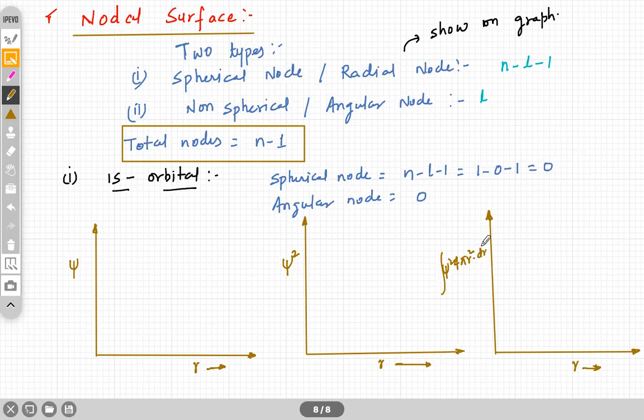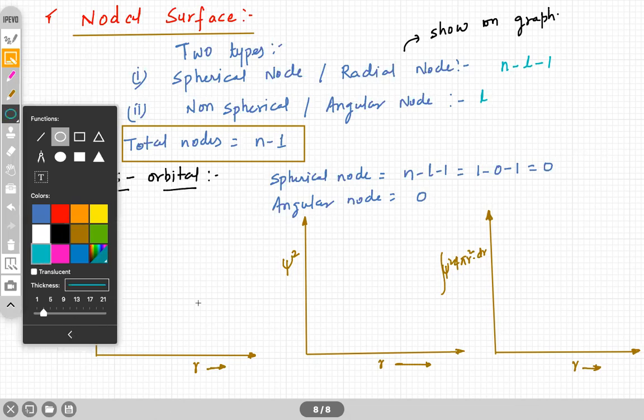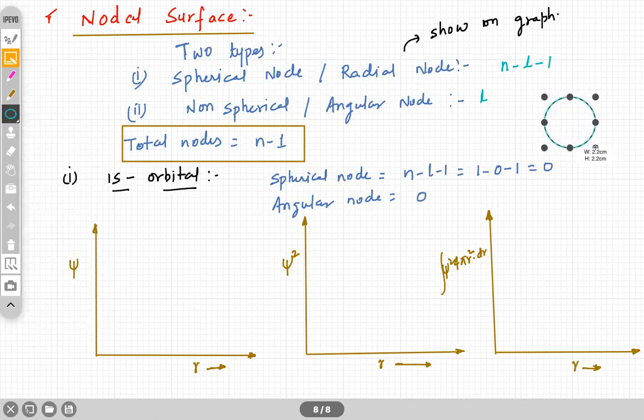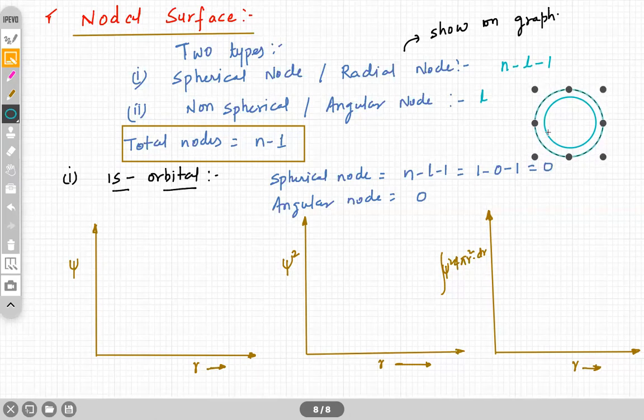Did you understand this term? 4 pi r square is the surface area of a sphere, and dr is the thickness of that. I'll explain it, wait. Suppose we have a spherical surface like this, and the radius is r. So what is the surface area for this? 4 pi r square. 4 pi r square is the surface area.